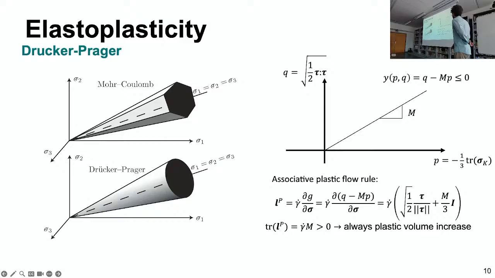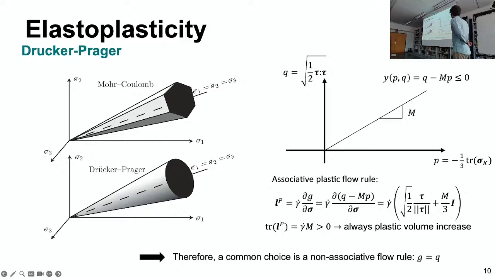And that's why very often people are using a different plastic flow rule, for example, by just using Q here instead of this part, right? So these are things that you need to take into account when you're formulating plastic flow rules and formulating your yield surfaces.